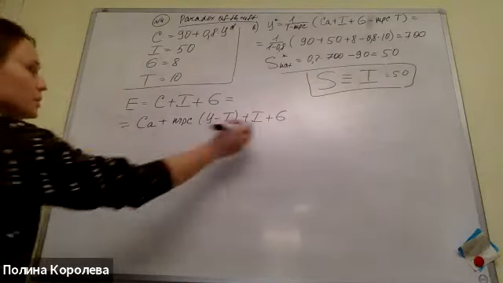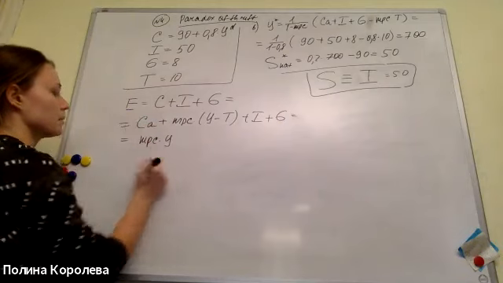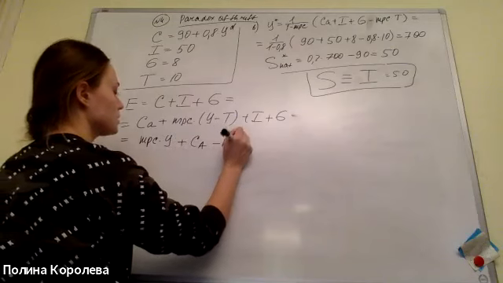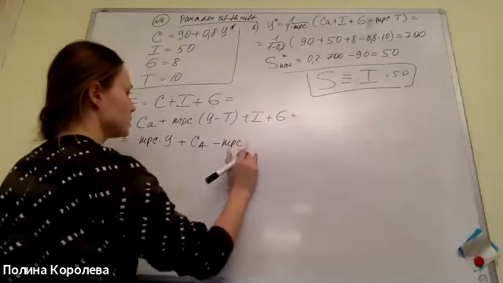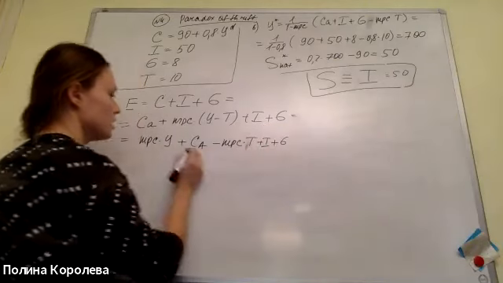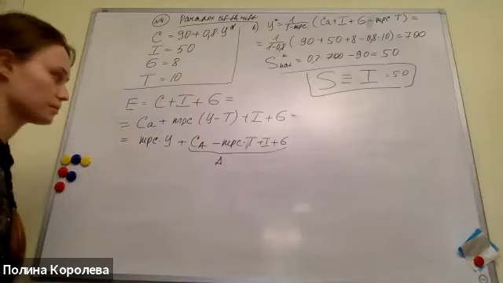Yes? From here, this will be equal to marginal propensity to consume multiplied by GDP plus CA minus MPC multiplied by tax plus I plus J. This we know. We call it autonomous spendings.